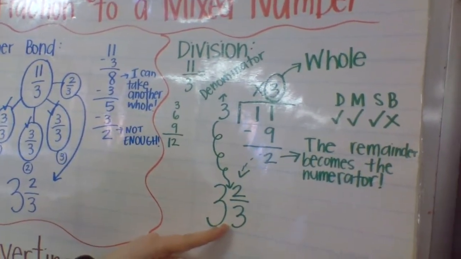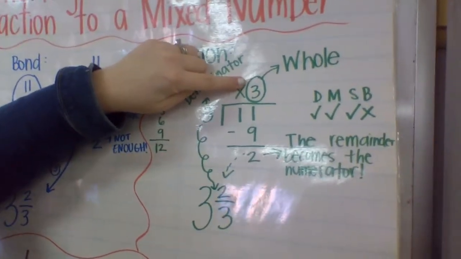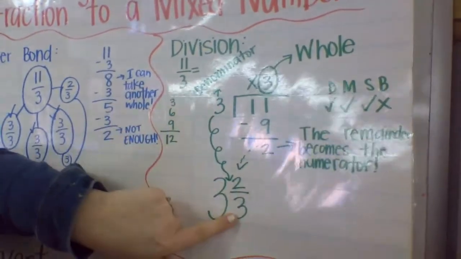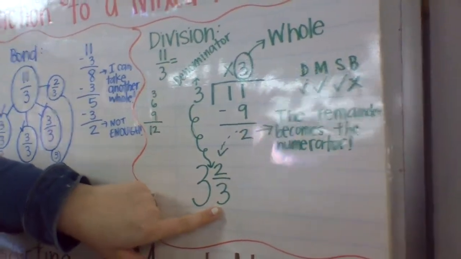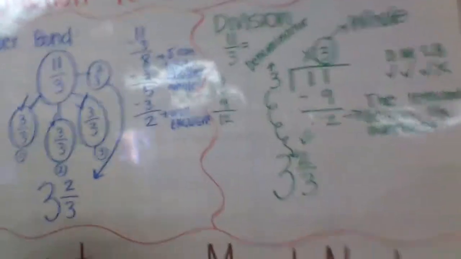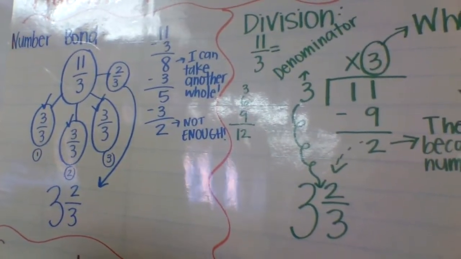Your remainder becomes your numerator. Your denominator doesn't change. So the way I got this, my whole number quotient is my whole number, my remainder is my numerator, and my denominator doesn't change. I still got 3 and 2 thirds. Division is definitely the fastest way. But if you're not super confident with your division, then it's probably not your best strategy.